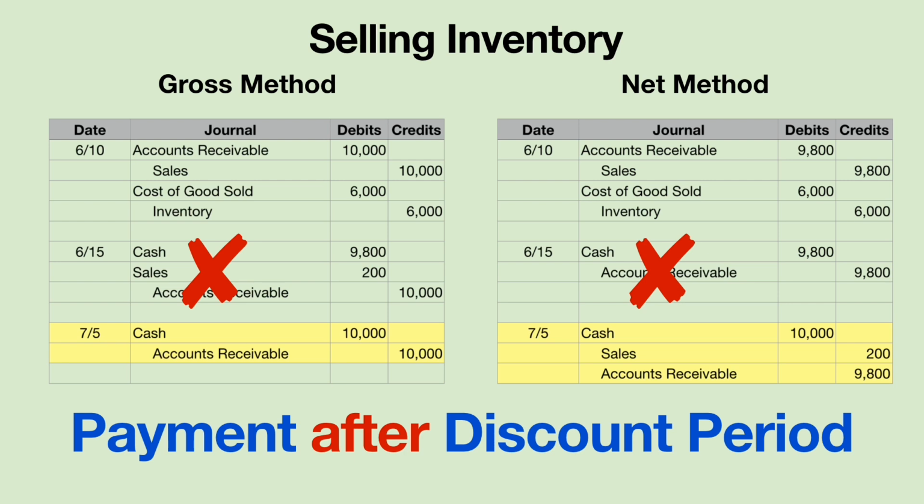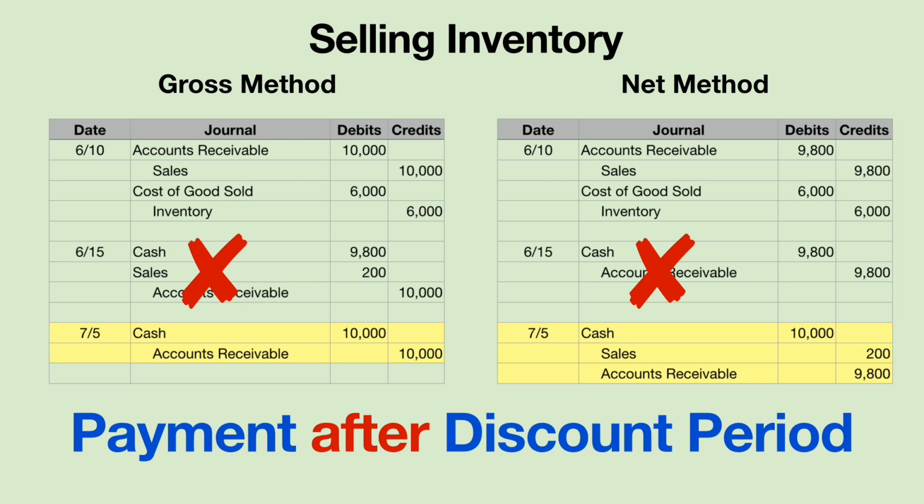Okay, what if the customer pays after 10 days? Well, in the gross method, this is easy because the seller hasn't recorded any discount yet, and so just receives the cash of $10,000 and will credit the accounts receivable for $10,000.